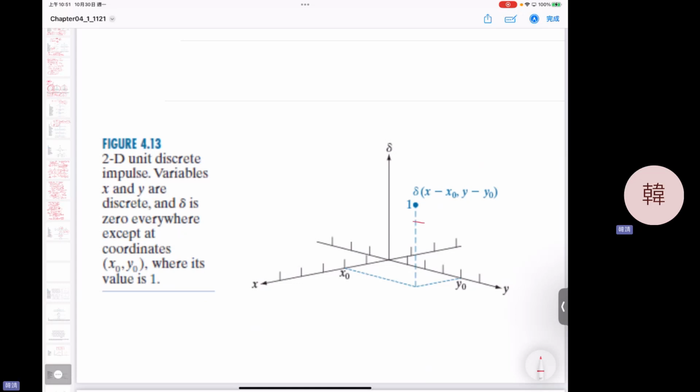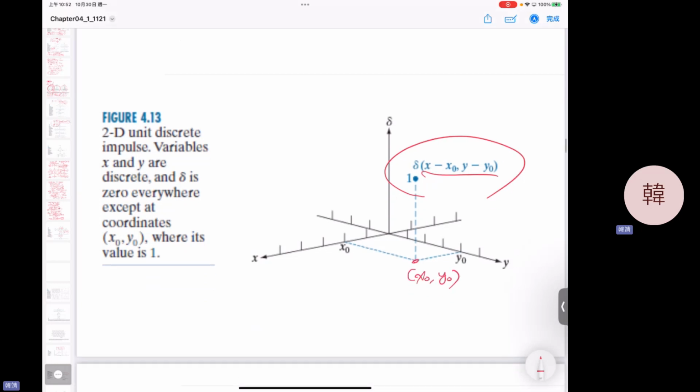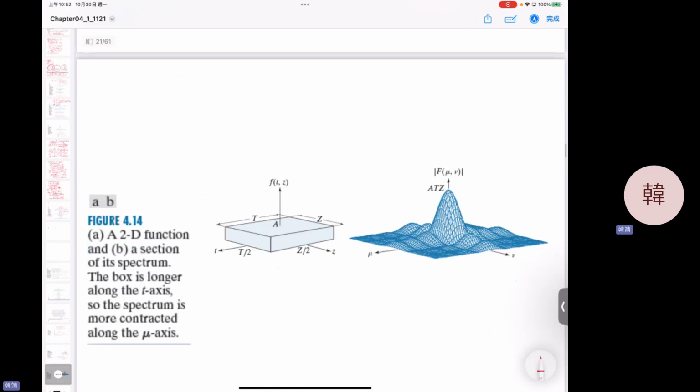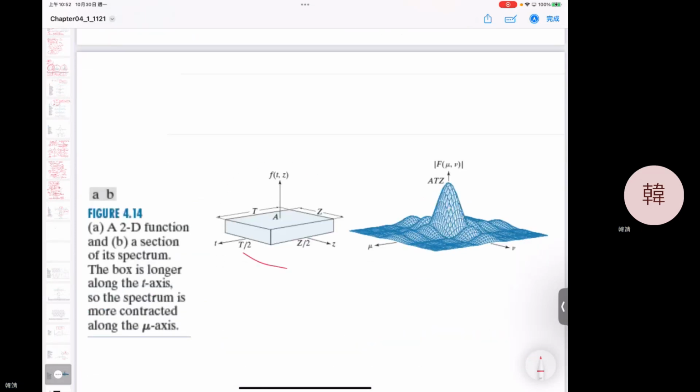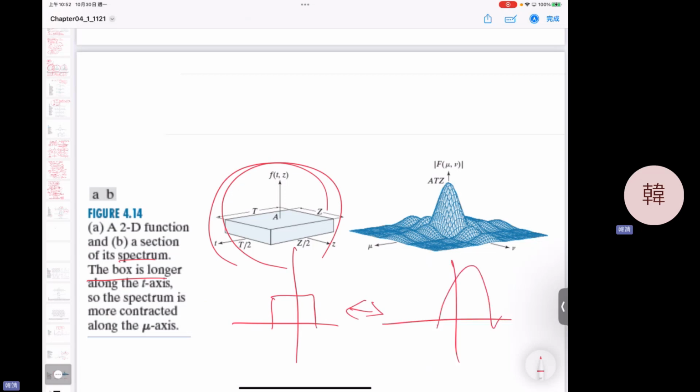2D unit impulse. We use this one to sample your signal. It's delta, which means you locate it at x0, y0. From your definition, delta sampling for different time, and this is the 2D function. Its spectrum, okay, you can expect what the result is, even without using MATLAB. You know it's a profile, just a rectangular function, and it becomes a sinc function there.